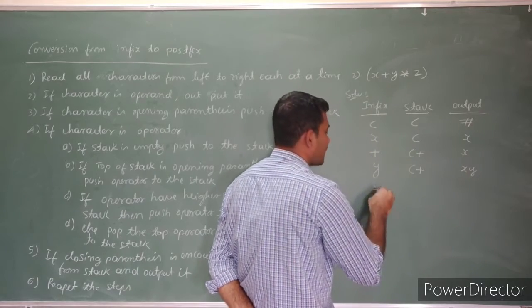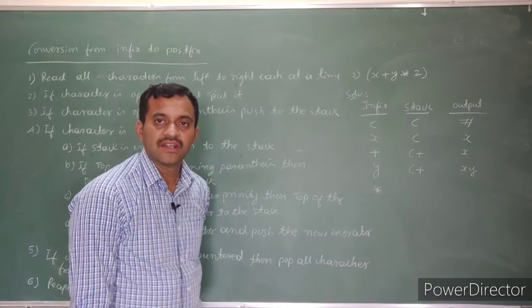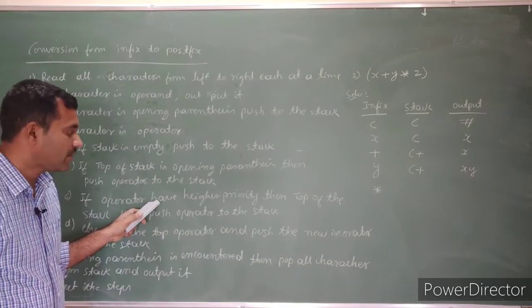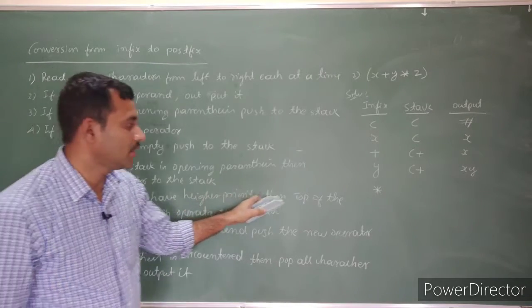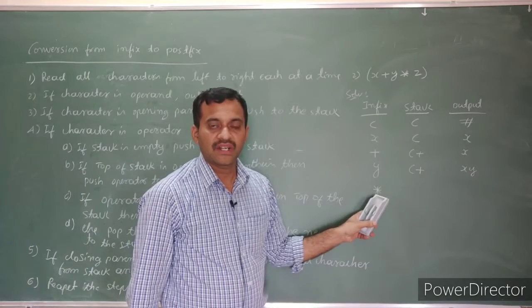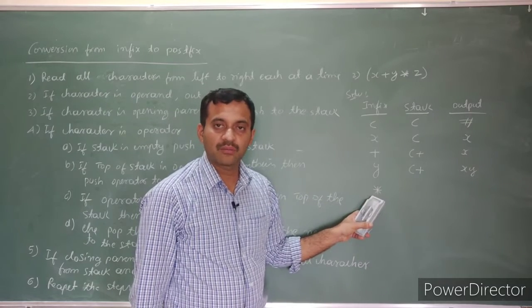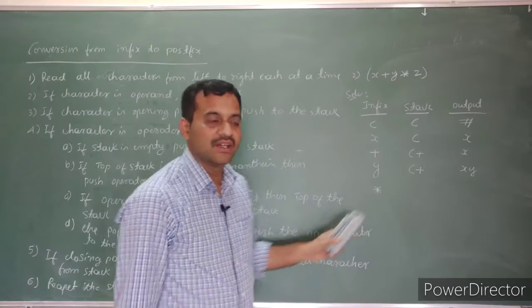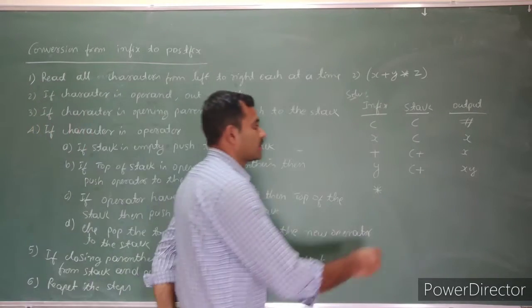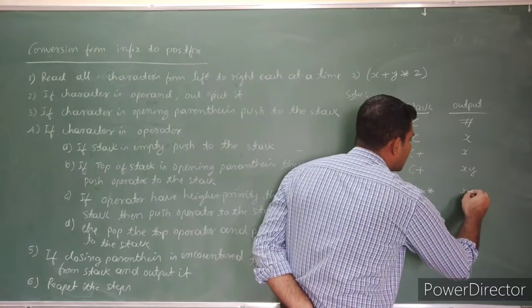Next one is star. An operator is encountered. If it is an operator, see the condition: if the operator has higher priority than the top of the stack operator. What is the top operator? Plus. The new operator is star. So plus has lesser priority, and the new operator has higher priority than the top operator. Then push the operator to the stack. Opening parenthesis, plus, star. The output is x y.